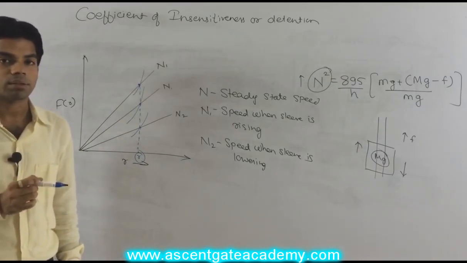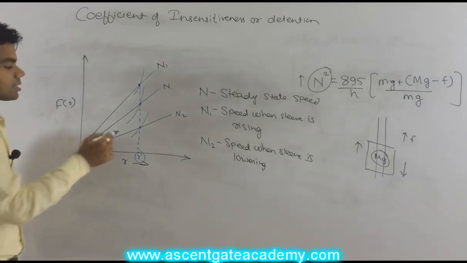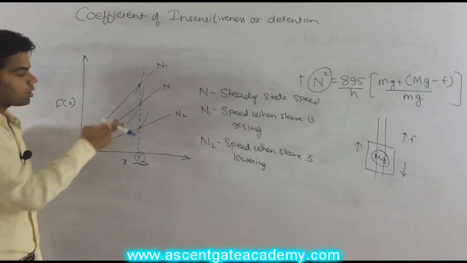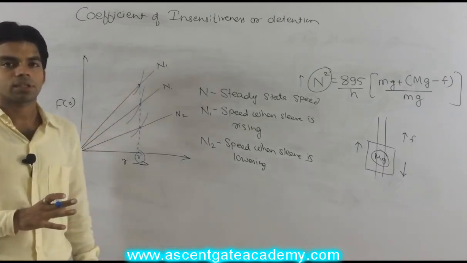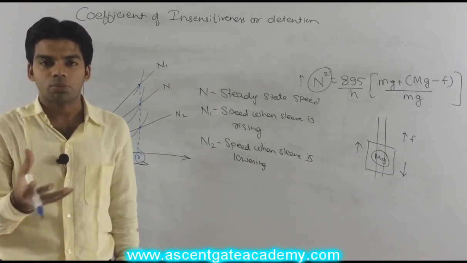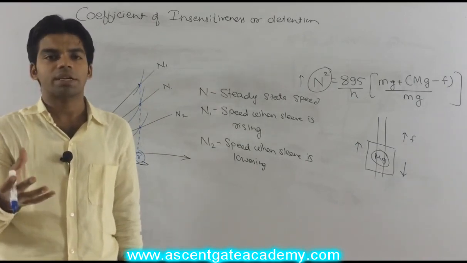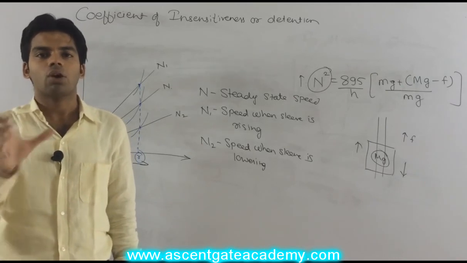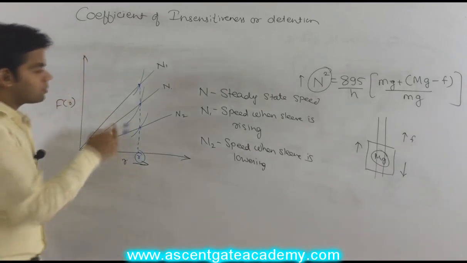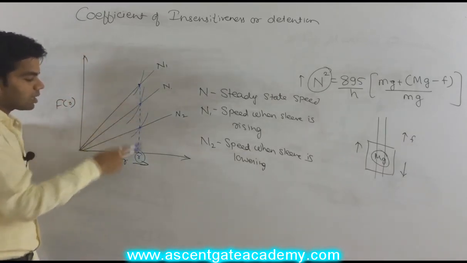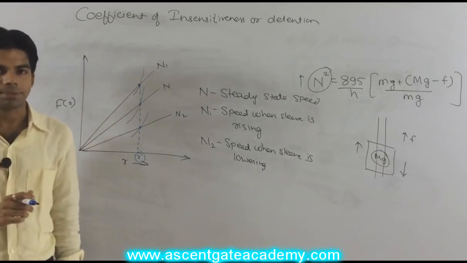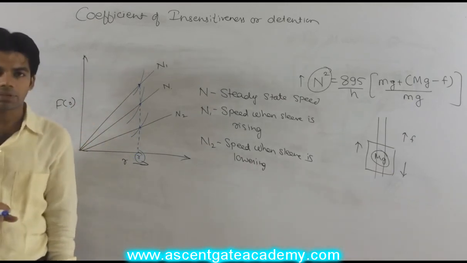Now what does this mean? This means that this particular governor is insensitive for this range of speed. Getting this now? What is sensitivity? Sensitivity is nothing but, with a small change in speed, the sleeve is rising or falling, or the radius is increasing or decreasing a lot. That is sensitivity. Okay, and if for this range of speed the radius is not changing at all, then we can call this insensitiveness.